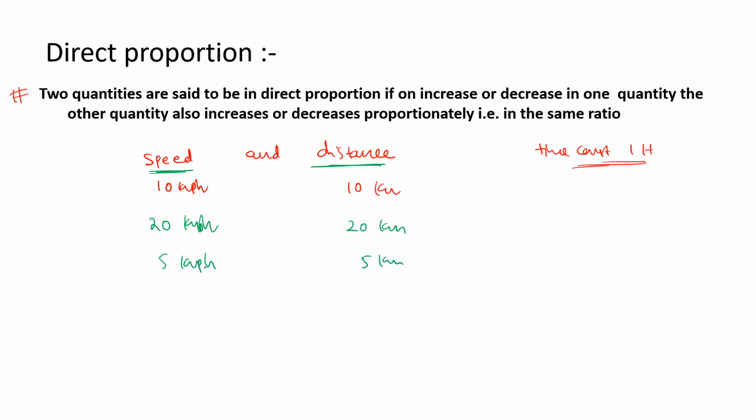When we decrease the speed, the distance traveled by us also decreases. When we increase the speed, the distance traveled by us also increases in the same proportion. Now we can conclude that the two quantities, namely speed and distance, are in direct proportion, and to indicate that we use this sign of direct proportion. We write it like this: speed is directly proportional to distance. When we increase or decrease the speed, the distance also increases or decreases in the same proportion.